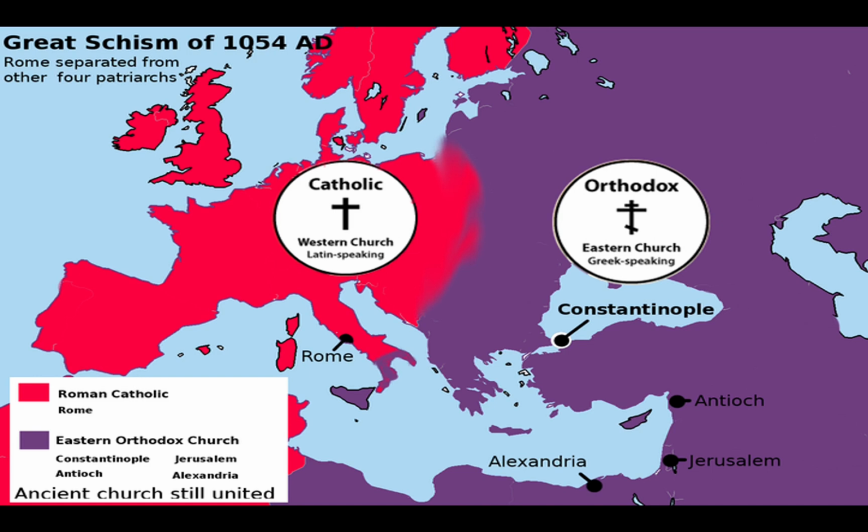Michael Cerularius founded what today is known as the Orthodox Church, based in Eastern Europe, in countries like Greece, Bulgaria, Romania, Russia, and back then the Byzantine Empire, and the western side of Europe remained Catholic under the rule of the Pope. This happened in 1054, and it is known as the Great Schism, or the East-West Schism.